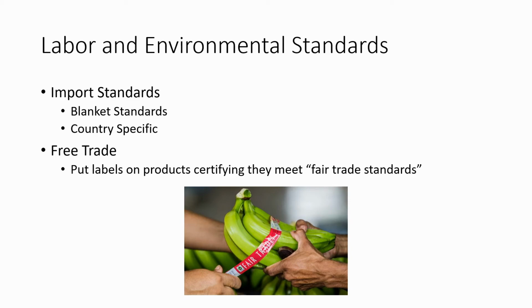So in short, we can put blanket standards. So we can say that there are blanket labor standards. There's no child labor allowed, and you can't make this much pollutants. Or we can do this as country-specific restrictions on trade. But the most common tactic is to allow for free trade and then put labels on products that certify that they meet fair trade standards. So if you see this label on something you're purchasing, that means that there was no child labor and they had fairly low pollutants, at least as recognized by the World Trade Organization before they arrived in America.